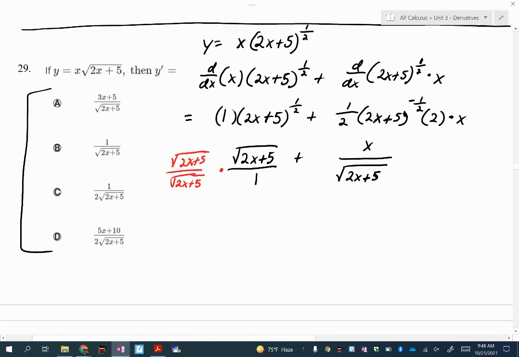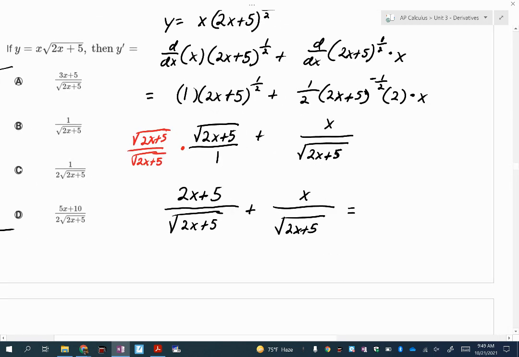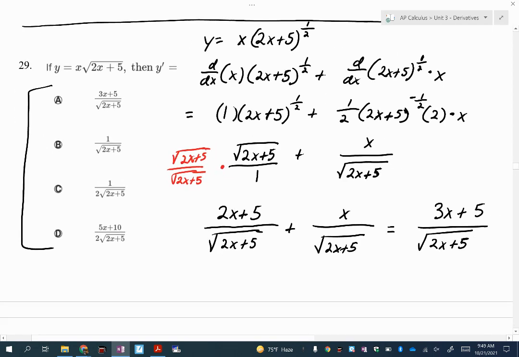So some algebra happening here, right? This is definitely no longer calculus. When you multiply with radicals, the radical goes away. All right, so now I have a common denominator. I can add the tops together and get (3x + 5) over the square root of 2x + 5, which is letter A.